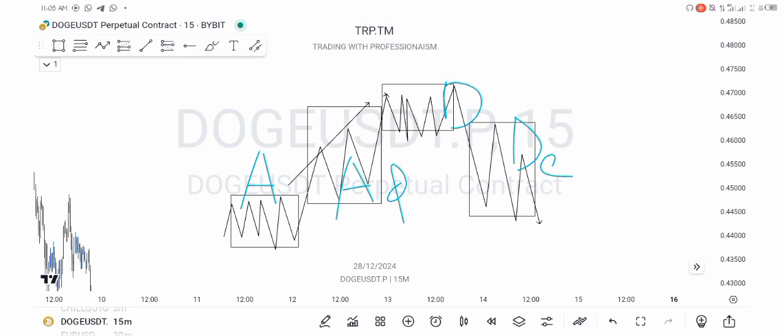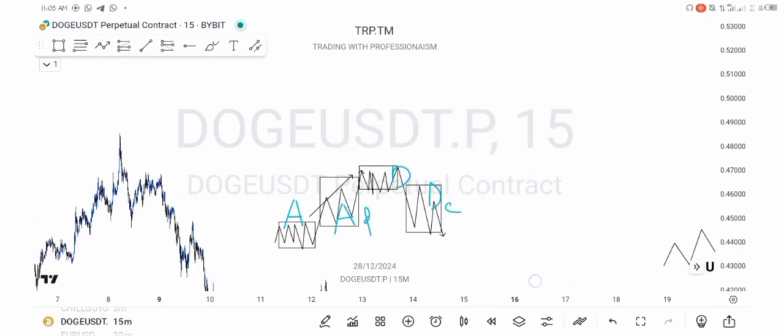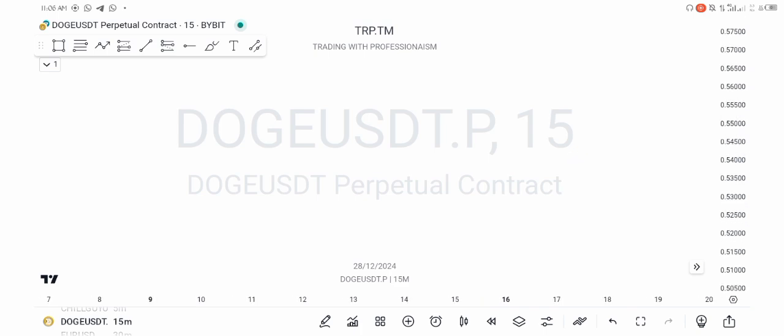So now we have break of structures and change of character. The reason why I'm teaching this is that later I'll be uploading a video on order blocks and points of interest. So you will need the market structure to be able to know what I'm saying, so you won't be confused.